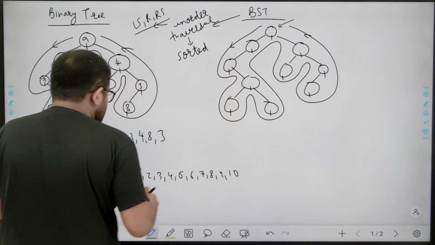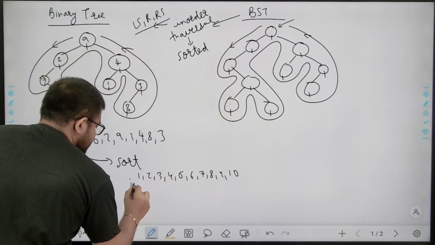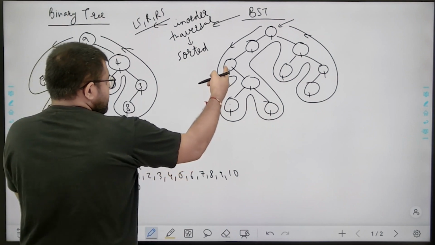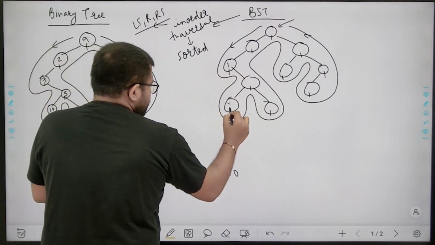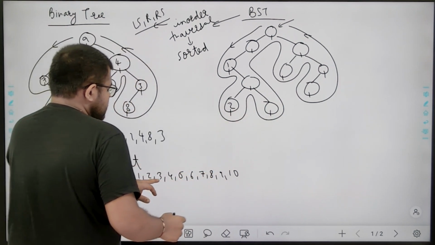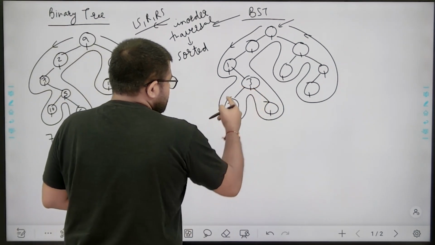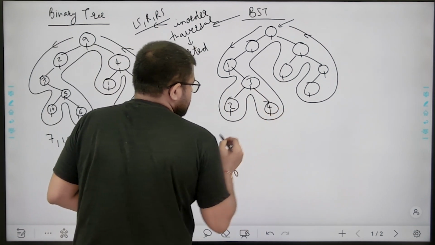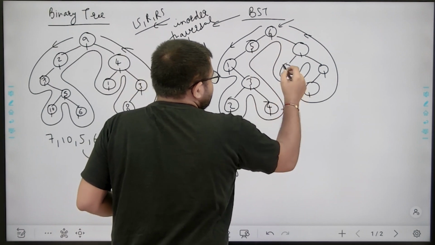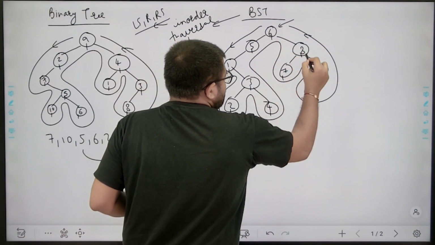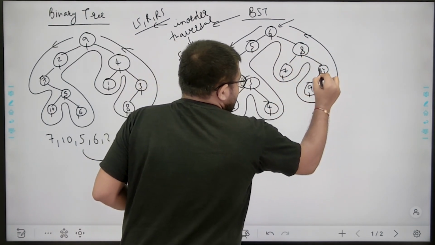This is the first encountered node. I'll keep a pointer I equals to 0. This is the first encountered node, I'll put 1. This is the second encountered node, I'll put 2. I'll keep incrementing I. This is the third encountered node, I'll put 3. Then this is the fourth encountered node, I'll put 4. Here I'll put 5. Here I'll put 6. Here I'll put 7. Here I'll put 8. Here I'll put 9. And here I'll put 10.